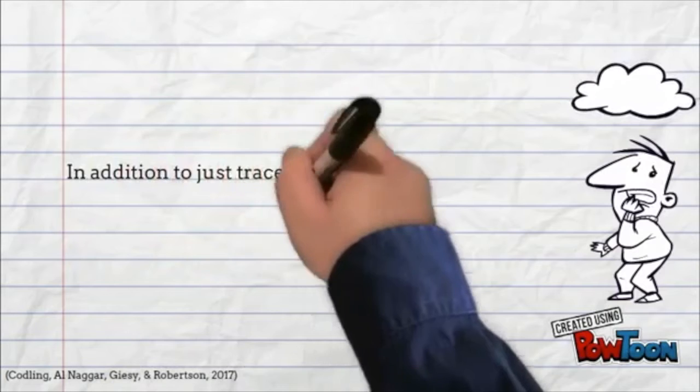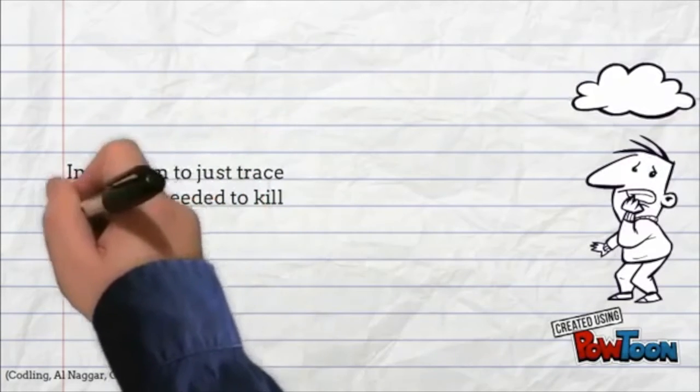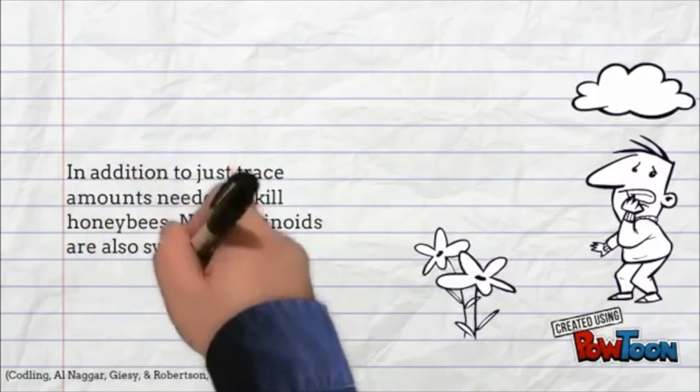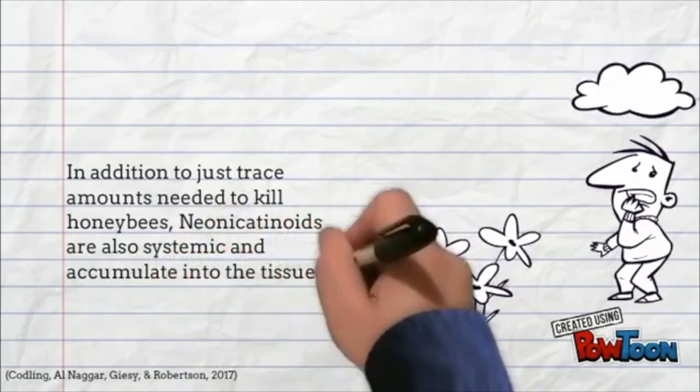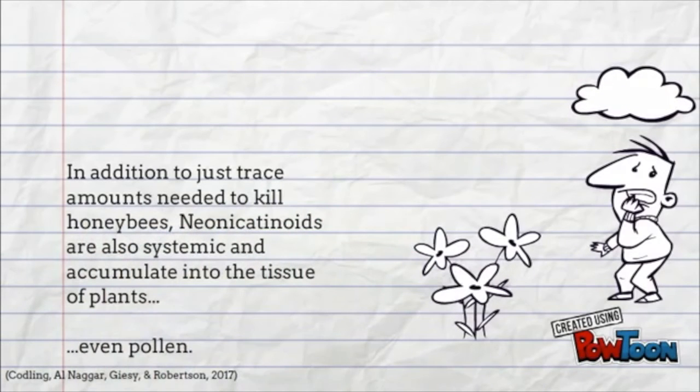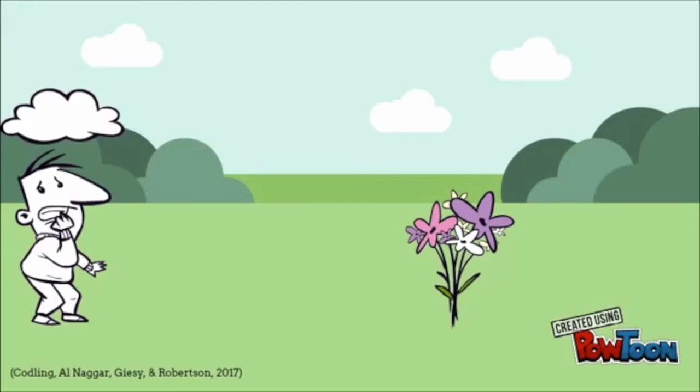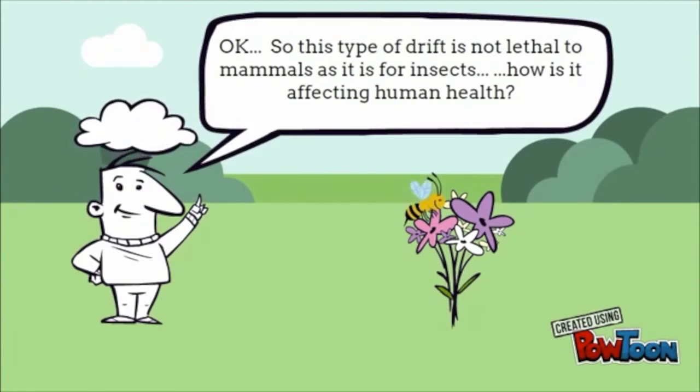In addition to just trace amounts needed to kill honeybees, neonics are also systemic and accumulate in plant tissue, even pollen from flowering plants. In other words, pesticide drift containing neonics can settle on non-target flowering plants many kilometers away, become systemic, and kill bees when they ingest pollen or nectar for food. If the bee returns to the hive, others are contaminated. This drift can also settle onto hives or individual bees directly and kill through dermal contact.